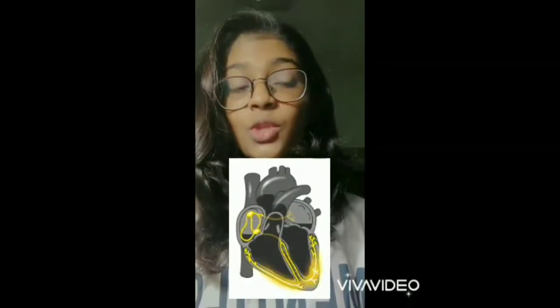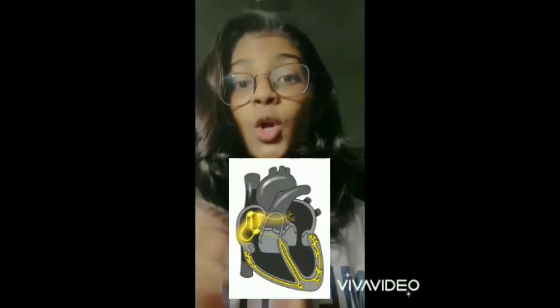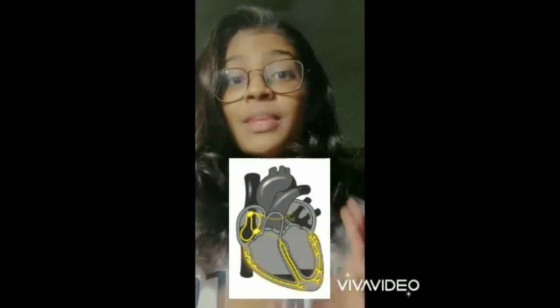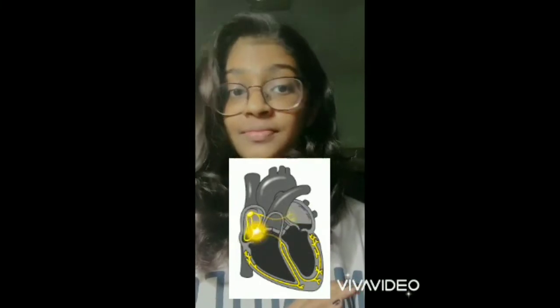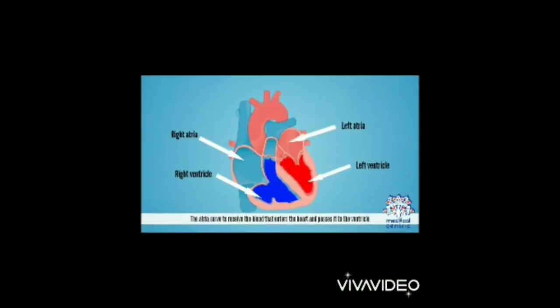The cardiac cycle describes the series of events that occur during a complete heartbeat, the contraction and the relaxation of both the atria and the ventricles. The atria and the ventricles serve to receive the blood that enters the heart and pass it on. One cardiac cycle is completed when the heart fills with blood and the blood is pumped out.